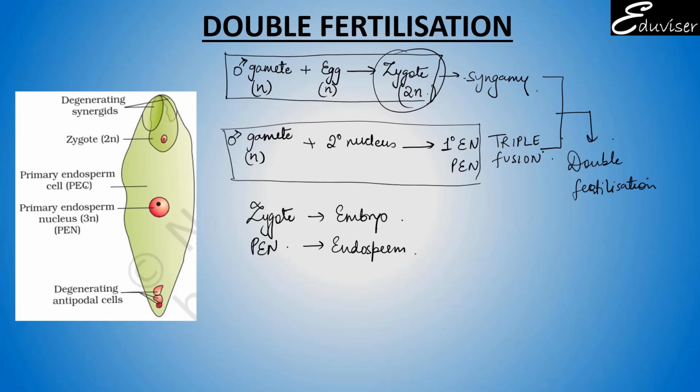Here it is, the primary endosperm nucleus, and this is the zygote. The zygote is diploid, and the primary endosperm nucleus is triploid. So this is double fertilization.